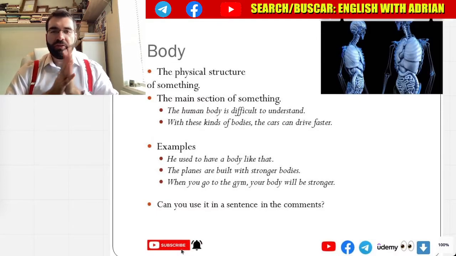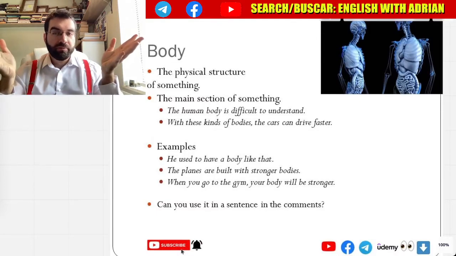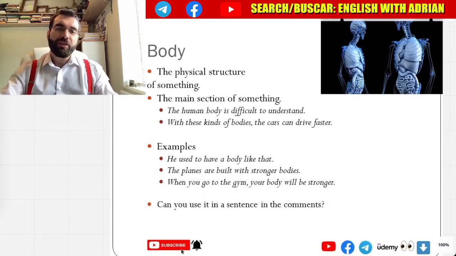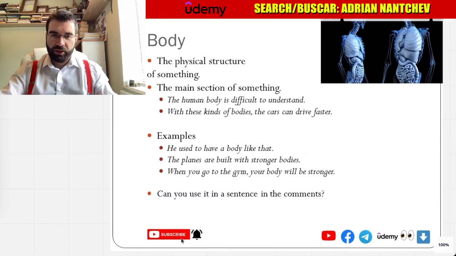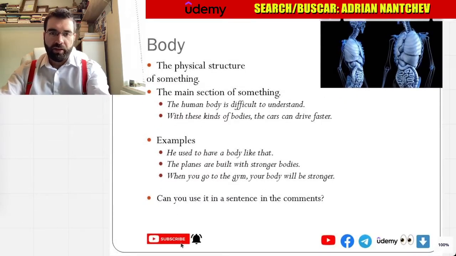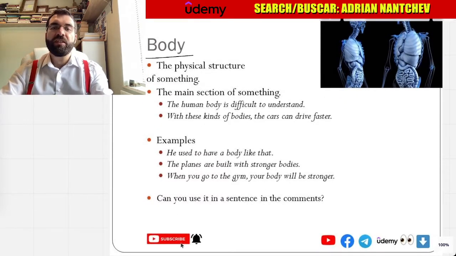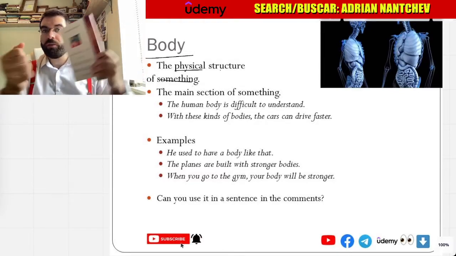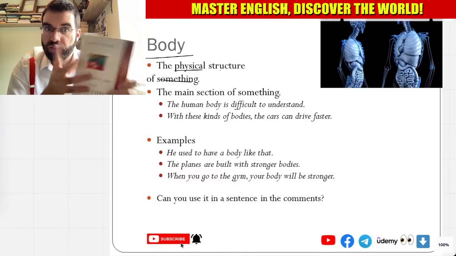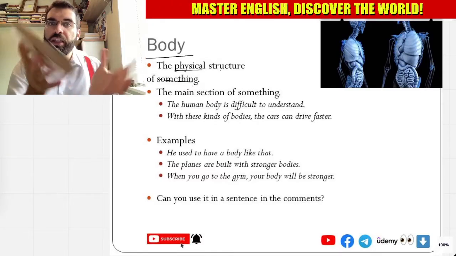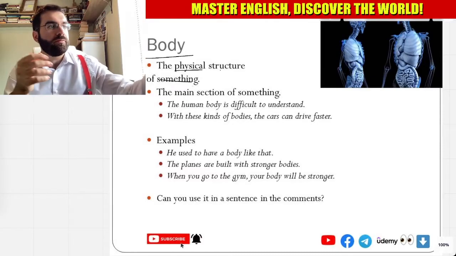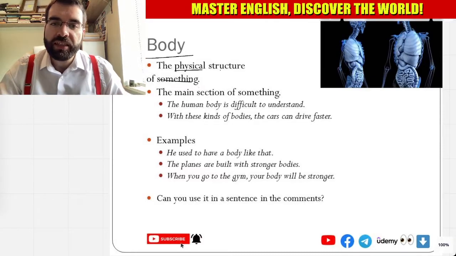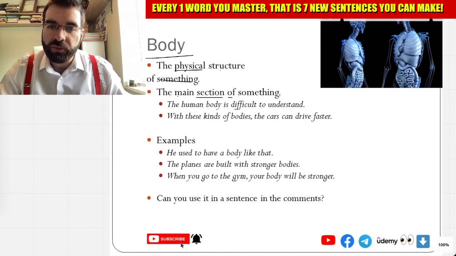Okay, language explorers. So let's look at noun, because it's Monday, nouns. So let's look at the body. Body. The physical structure of something. Physical. Something we can touch. Something we can interact with and use. Physical. Of something. The main section of something.